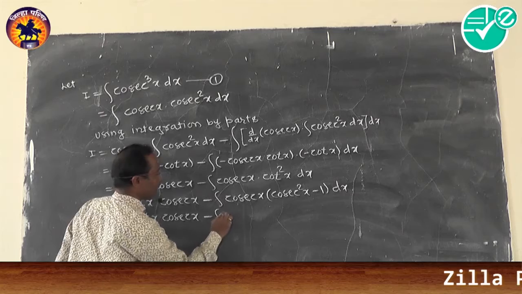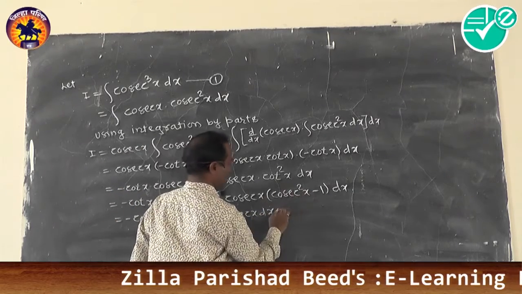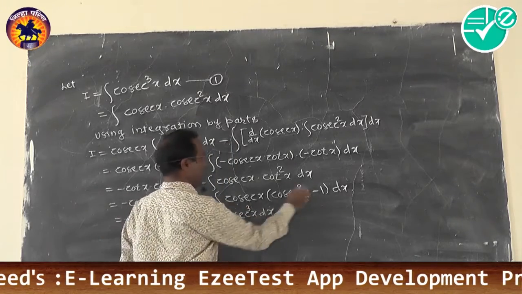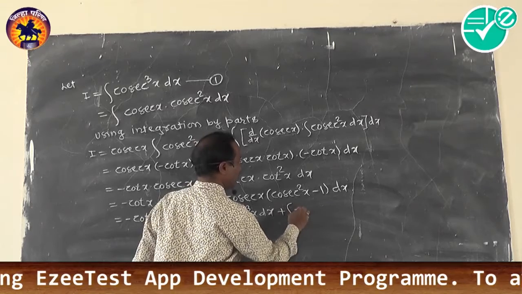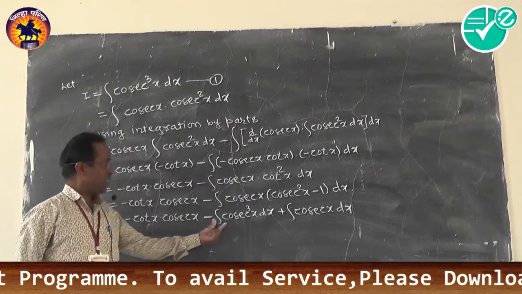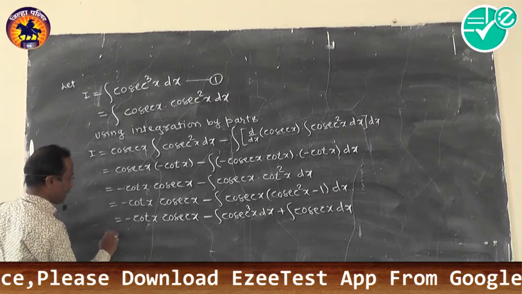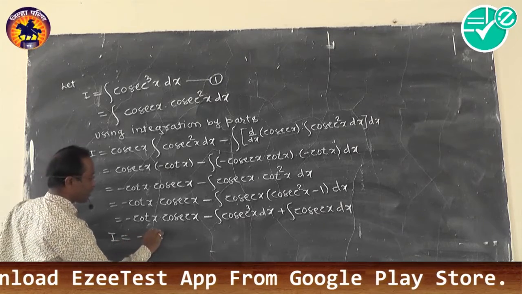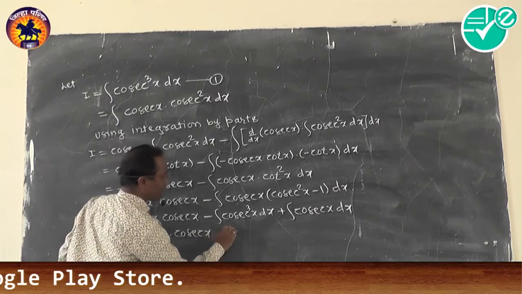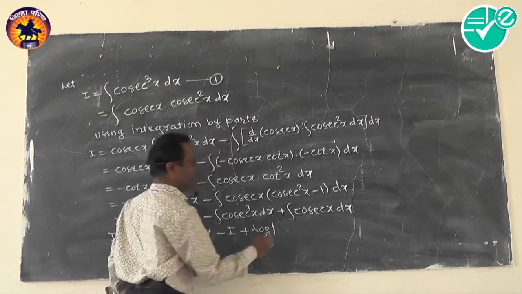minus integral of cosec cube x dx, minus minus becomes plus, integral of cosec x dx. And the value of this integral function is, this function repeats, so we take minus I. Minus cot x into cosec x minus I plus the integral of this function, log of tan x by 2.